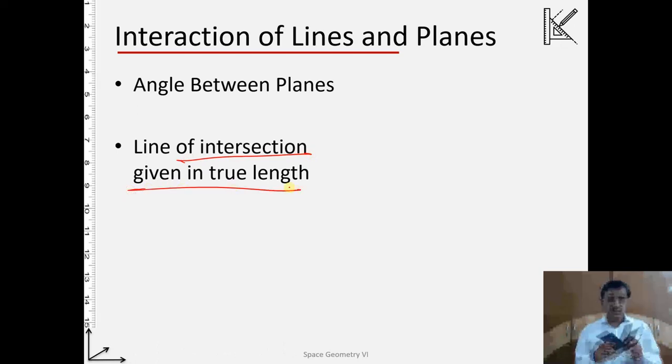The case is this. Again, let's see plane 1 and plane 2. This is the line of intersection. The line of intersection is given as the true length on one of the projection planes. Let us say I'm taking the frontal. On the frontal view, this line of intersection is appearing as true length. The meaning of this is this line will be parallel to the frontal plane. So let us say this line is parallel to the frontal plane, and that is how the case is.